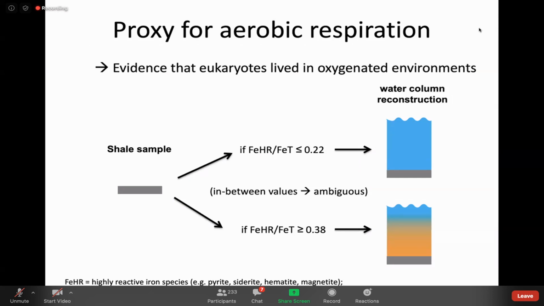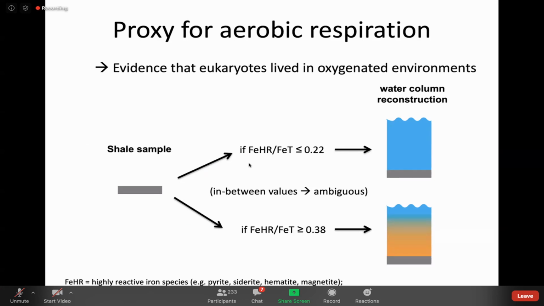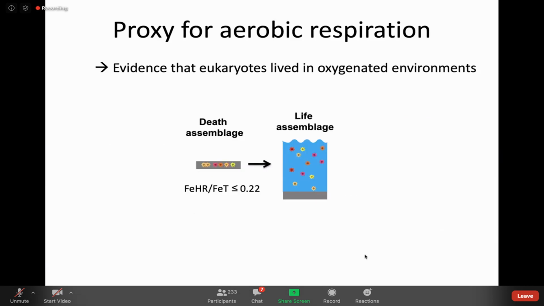And luckily we do have geochemical proxies for local redox conditions in the water column. This was developed by Simon Poulton and Don Canfield. If you take a sample of mudstone or shale and you look at the ratio of various iron mineral species, this empirical evidence suggests that below a certain ratio, the whole water column was oxic. Above a certain ratio, it may have been oxic at the top, but anoxic below. Okay, so this is pretty simple. If you see fossils in a sample that has an oxic water column, it suggests that those eukaryotes were living in an oxygenated environment and therefore aerobic.